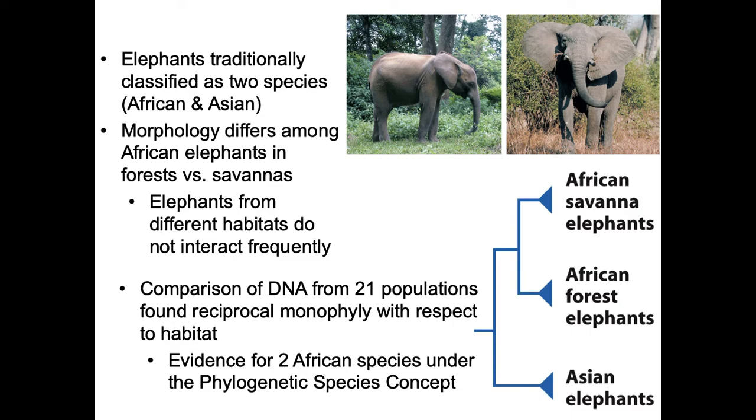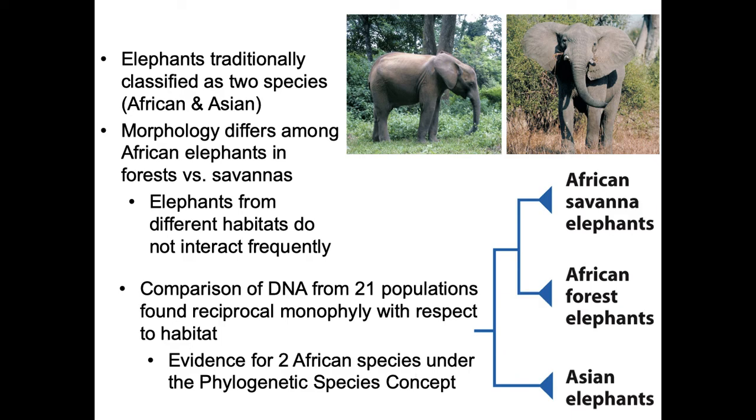So they compared the DNA from 21 different populations and found that they were in fact monophyletic groups with respect to habitat. So it showed that there was one group that had all similar genes that were African savanna elephants, and one group that all had similar genes that were African forest elephants, and you can see they both grouped separately from the Asian elephant group. And so this was evidence that there are two species of African elephants using this phylogenetic species concept.